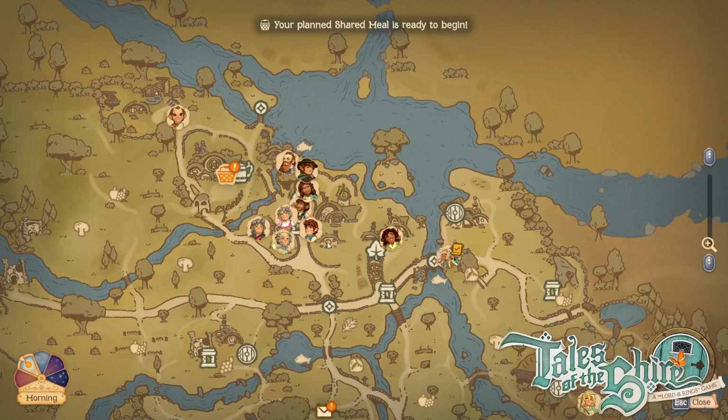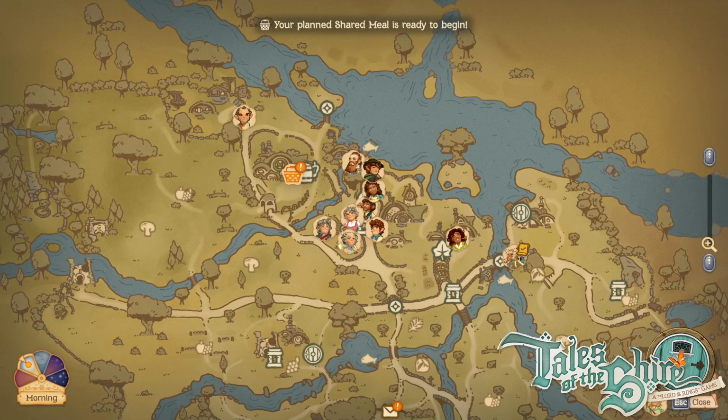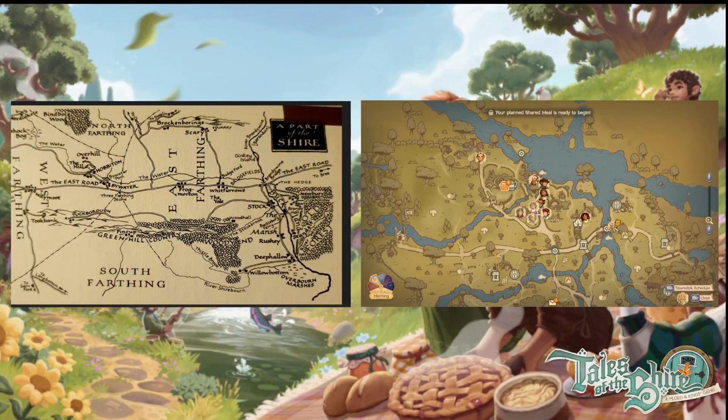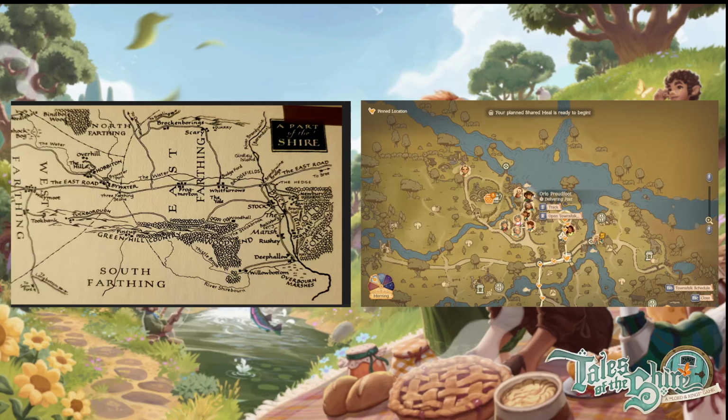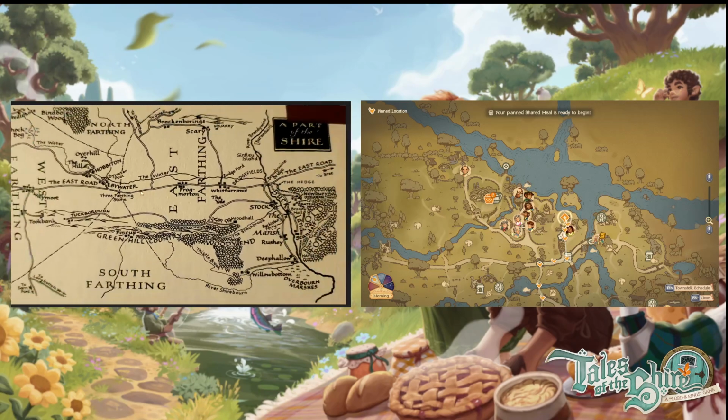To understand where you are in the Shire, you need to see the Shire at large. So I'm going to show you a side-by-side comparison of where we are in the Shire in regards to Tales of the Shire, how that corresponds to how they designed the map itself, and how that relates to the overall map. So use this map on the left. This is an actual map of the Shire.